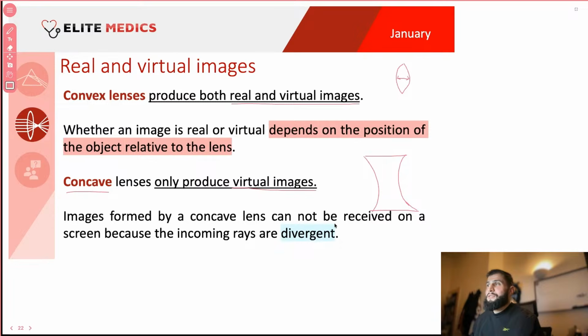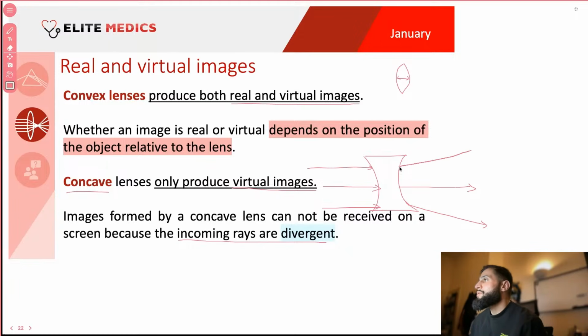Because a concave lens cannot be received on a screen, because the incoming rays are divergent. With convex, they're convergent, they're coming together. But with concave, they're divergent. So you have light hitting here and here and here, right? But this light source is going to be like this. And this one might go straight, but this one's going to turn upwards. So you have light that's being scattered. That's another way of thinking about it. Concave produces scattering light.